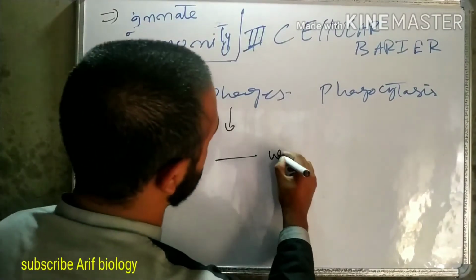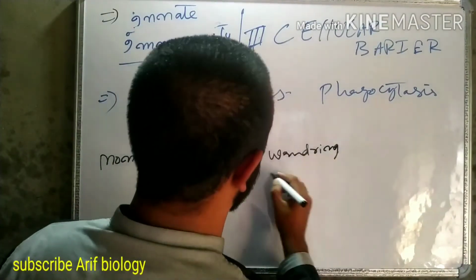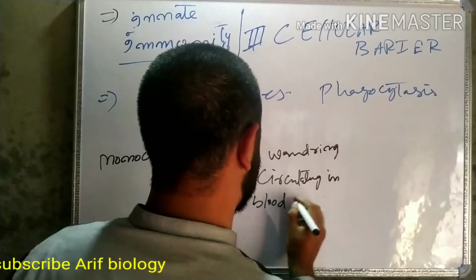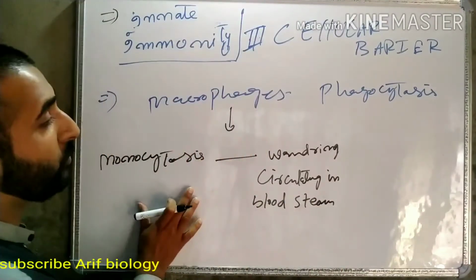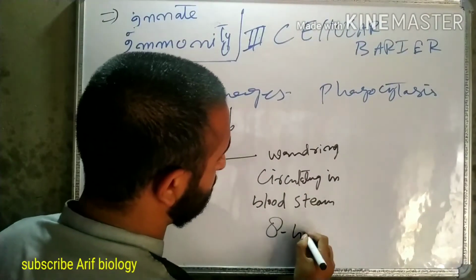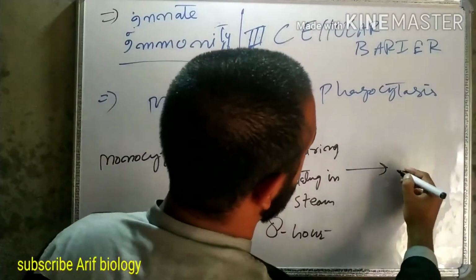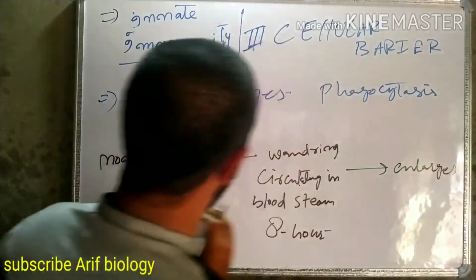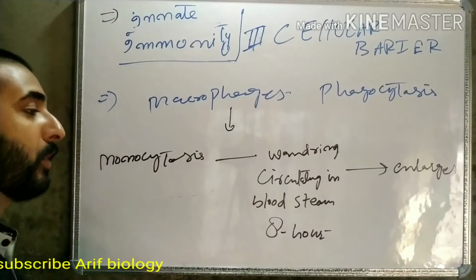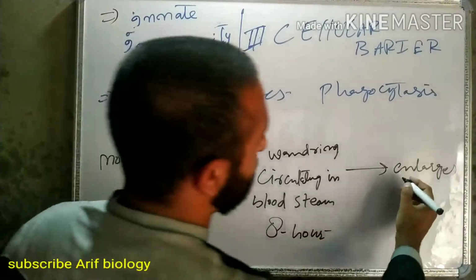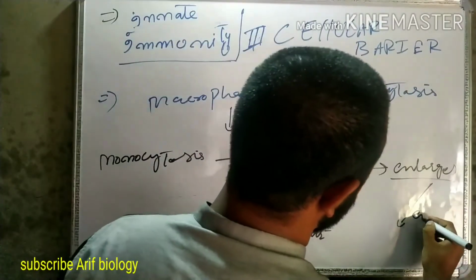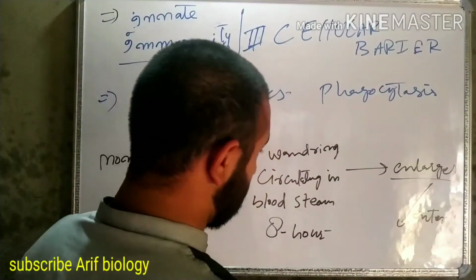So these are wandering or circulating in the blood stream. These monocytes are wandering or circulating in the blood stream up to 8 hours. After 8 hours, what happens? They enlarge in size. After enlarging in size, they enter into tissues.